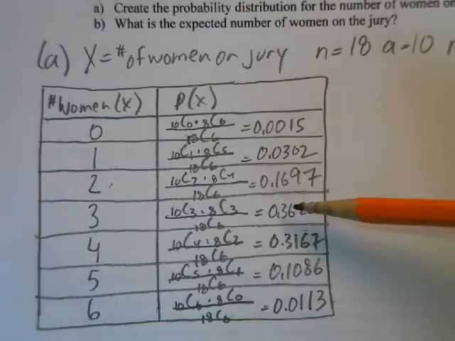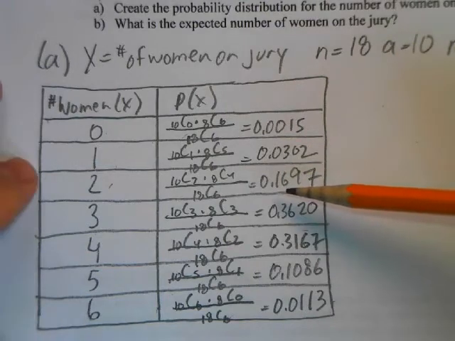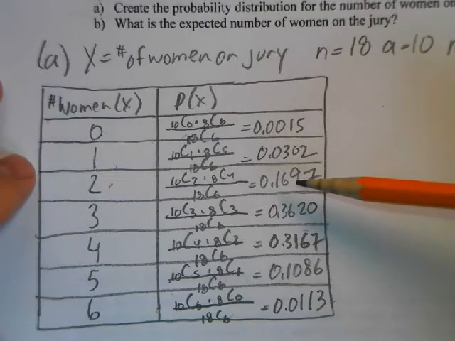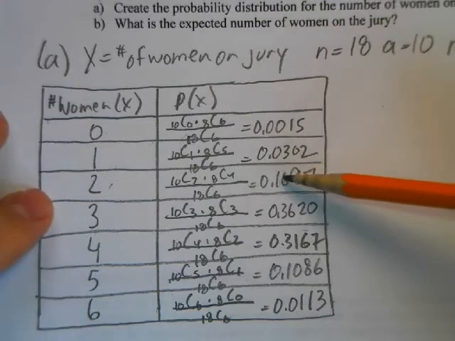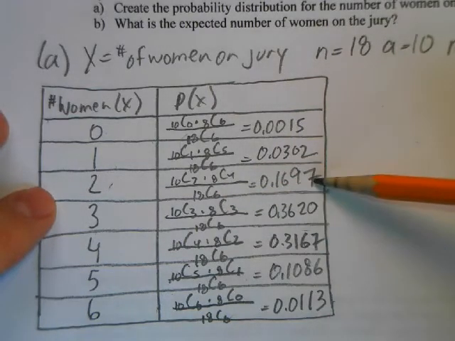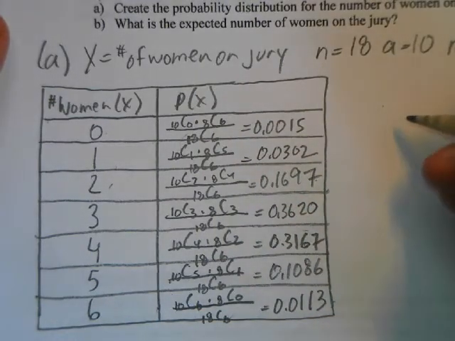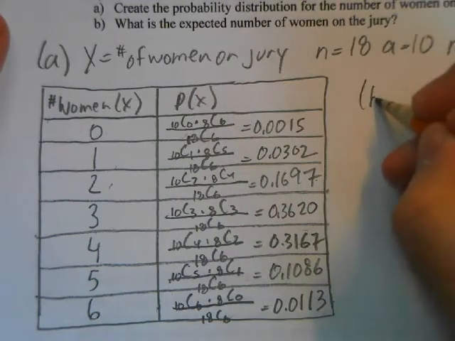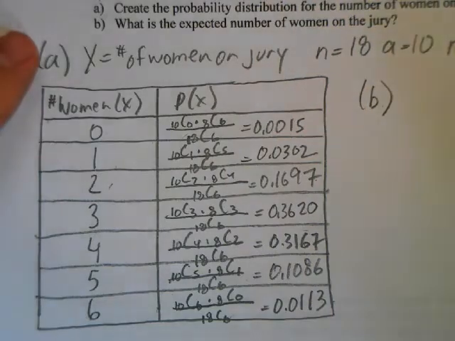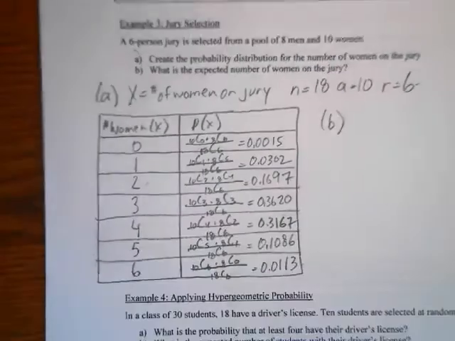Or you could group it even more. You could say something silly like, what's the probability of having an even number of women on the jury? Well, you take the probability for 2, for 4, and 6 and add them together. So that's where you can really take advantage of having the distribution all made out for you. Okay, second part was, what's the expected number? I'm going to zoom back out.